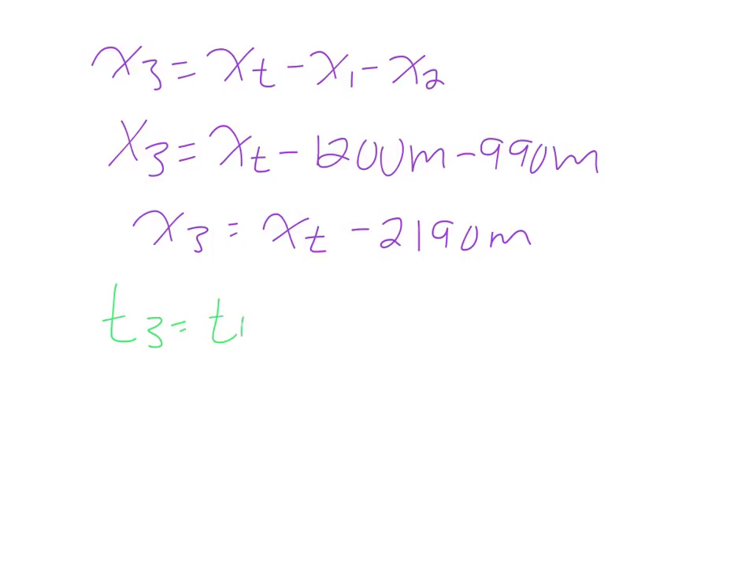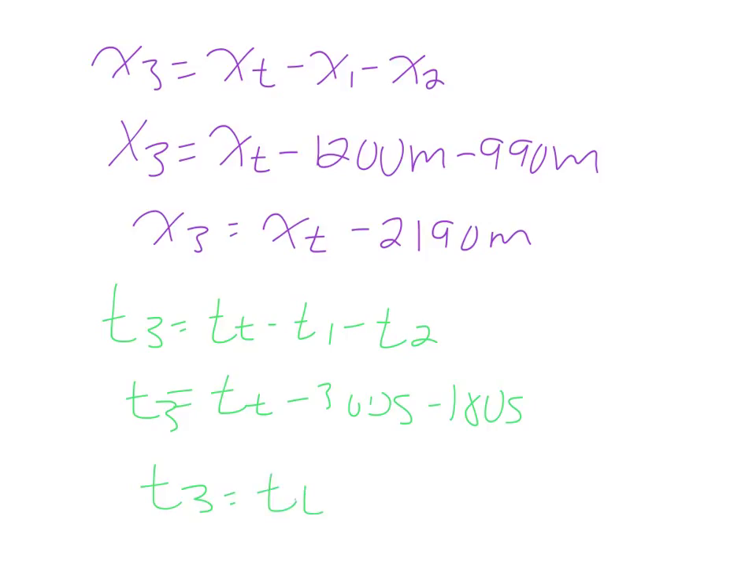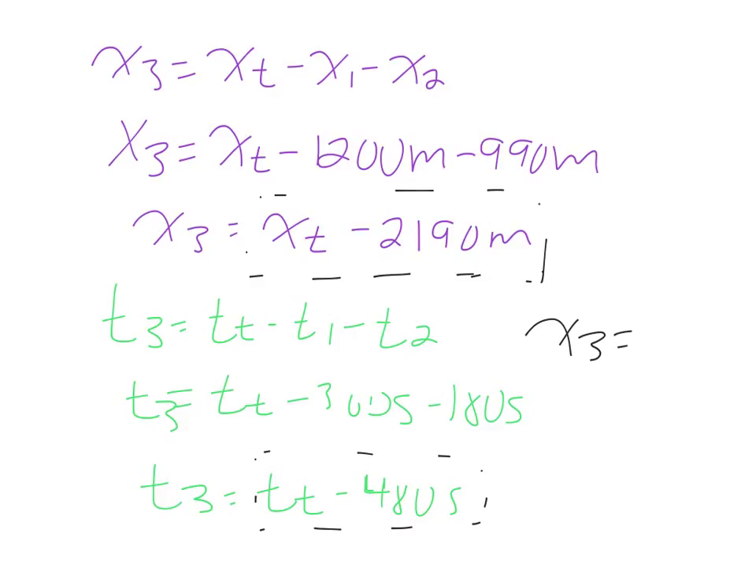t3 equals t total minus t1 minus t2. So this is t total minus 300 seconds minus 180 seconds. So t3 equals t total minus 480 seconds. So I've got x3 and t3 isolated. And these two expressions are going to be substituted into x3 equals v3 t3.